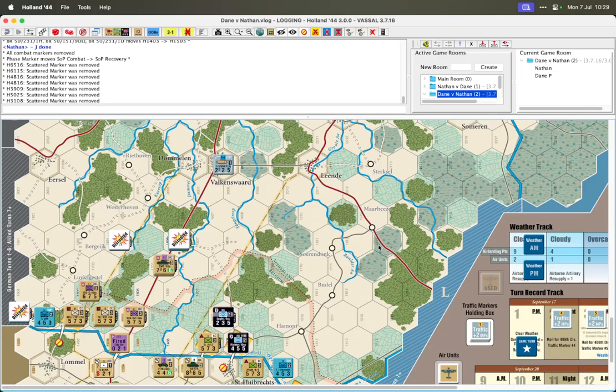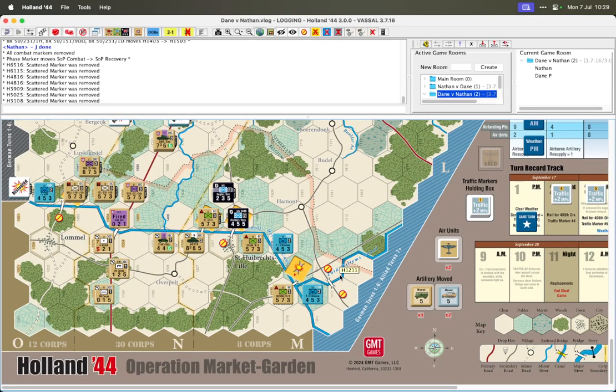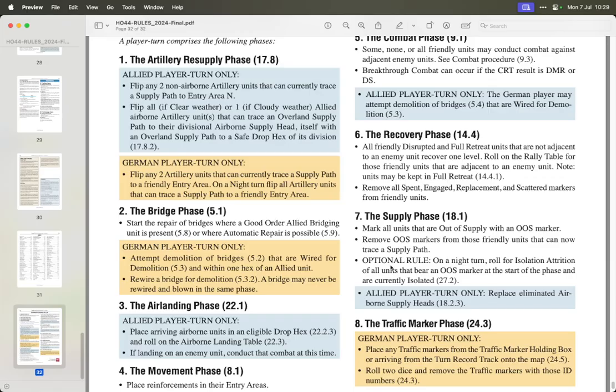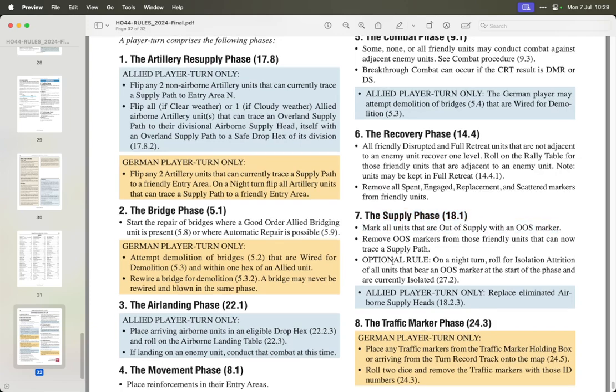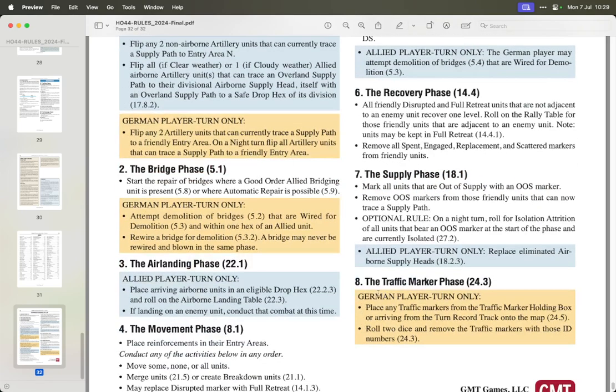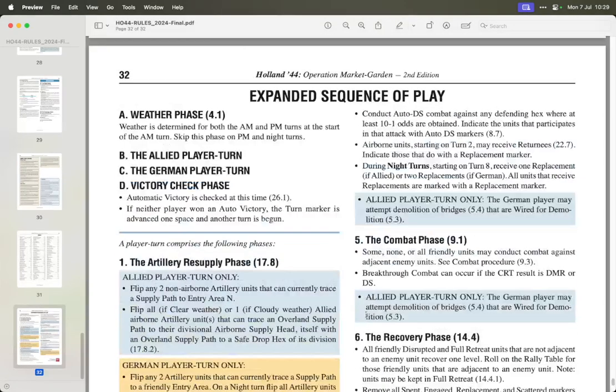All right, I'm back. How you doing? So next is the supply phase. Yeah, you don't have any supply problems yet. Okay. And then the next is the replace limited. Okay, next is the traffic marker phase. Oh no, that's German player only. Okay, so now it's your turn.